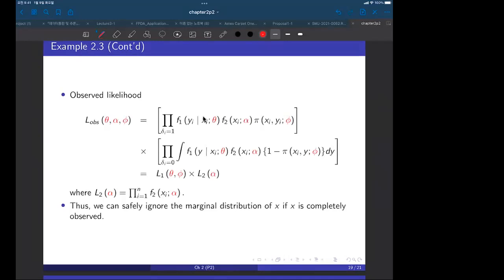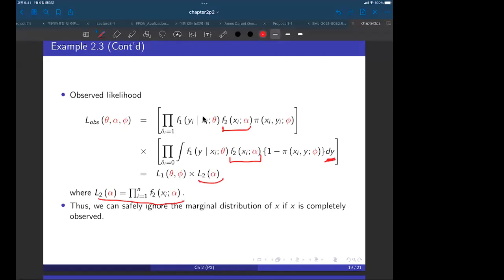And we are lucky in the sense that we can find a term which has nothing to do with y. The integration is with respect to y, but this F2 term is free of y, so it can go outside the integration. So we can factorize. This L2 alpha is just the marginal density.